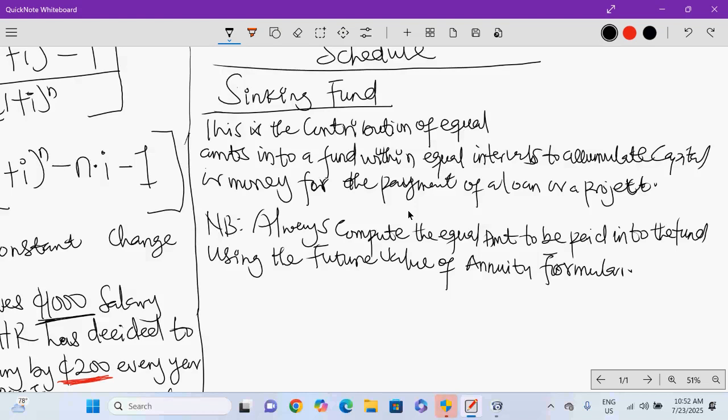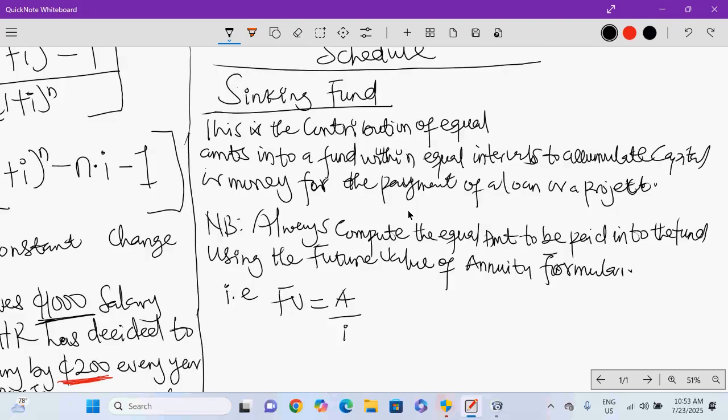Because you are making some contributions now so that you get some money in the future to be able to meet an obligation, right? To be able to meet an obligation or maybe an expenditure, right? So what is the future value? So that is the future value of annuity. What is the future value of annuity?